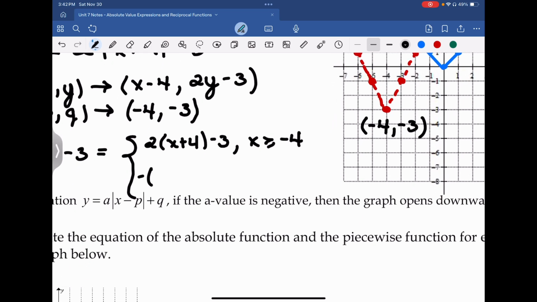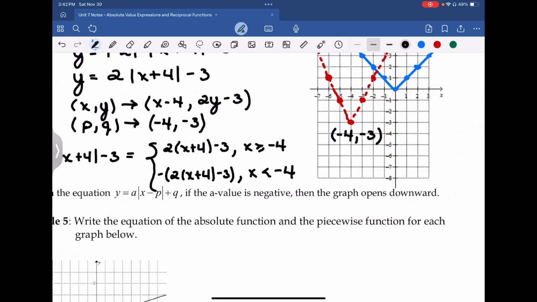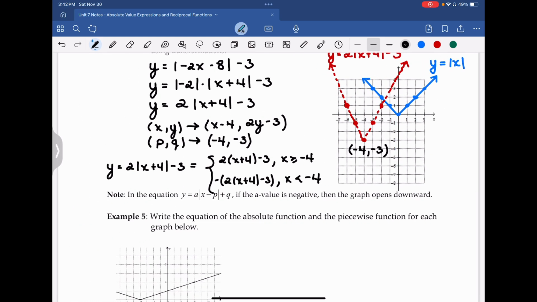Our negative case, or -2 times (x + 4) - 3, occurred when x was less than -4, or to the left of -4. The only thing we won't be able to put here is our domain and range, but I trust you can do that. I'm not too worried about that.